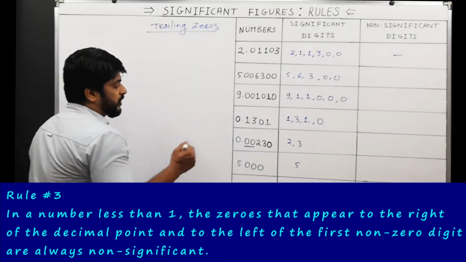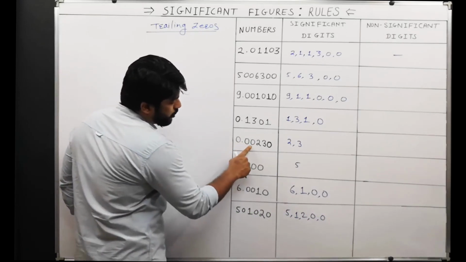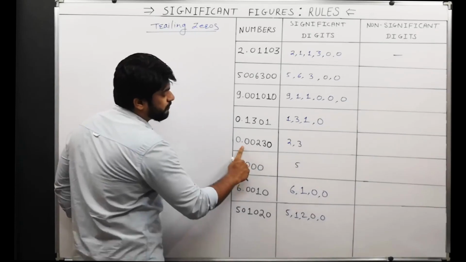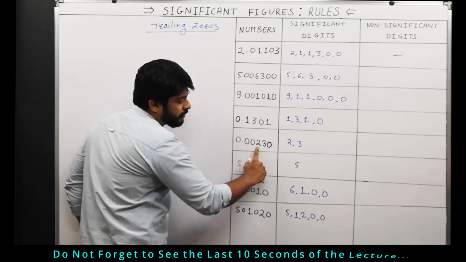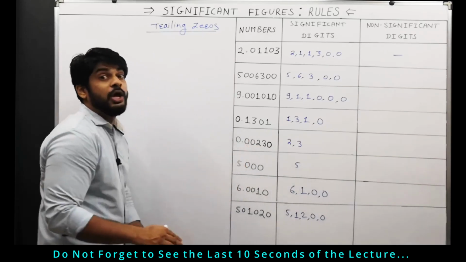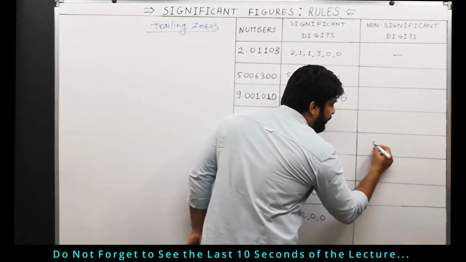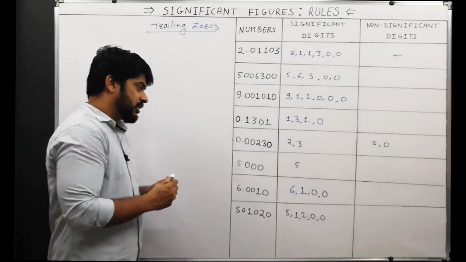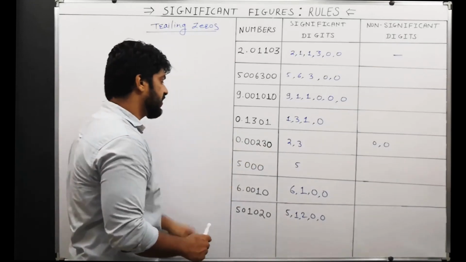So you can see this number here. In this number, these two zeros appear to the right of the decimal point and to the left of the first non-zero digit. So these two zeros are non-significant, and they are going to appear in this column. Again, what about these and what about these? We haven't talked about them. Let's wait.